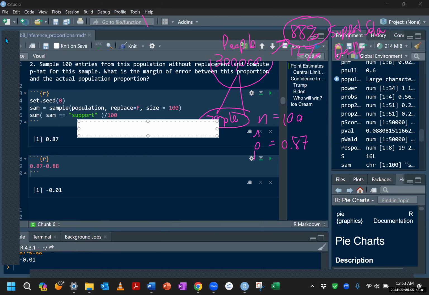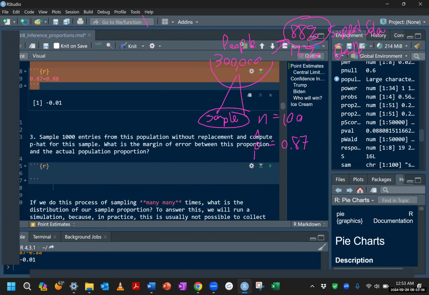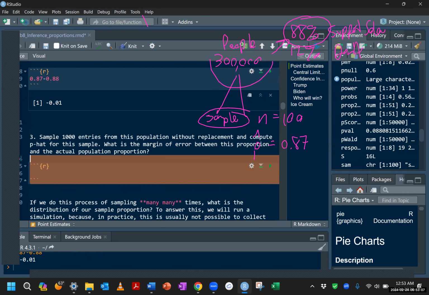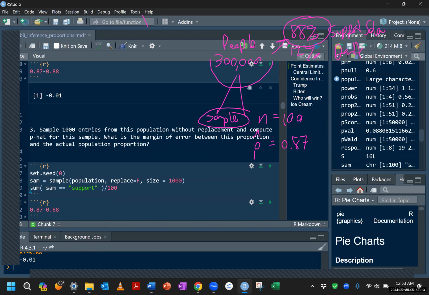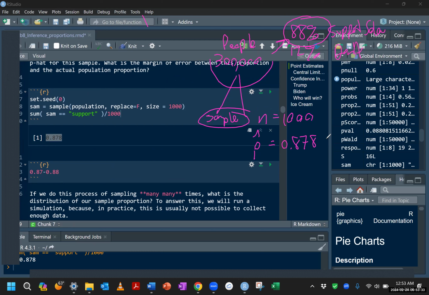And the last one, let's do this again. I guess I'll copy all this code because we're going to now do it for a sample of 1,000 people. What do you think is going to happen with 1,000? If I change the sample size to 1,000 and I run this, this will count up the number of people who support, and I want to divide it by 1,000 to find the proportion. So I got 0.878 as my sample proportion. So now I did 1,000 people, I got 0.878. How does that compare to my 88%?